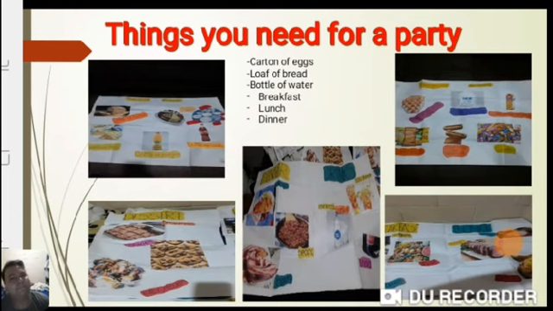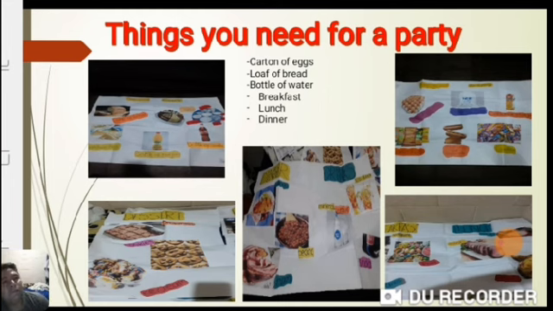Now we have the topics in presentation, in this case, the presentation stage. Well, the topic, as I said before, is things you need for a party. In this case, I will ask some questions to students about what they see and what they consider are the things that everyone needs for a party. I will show some posters to them in order to let them feel interested in what they see.